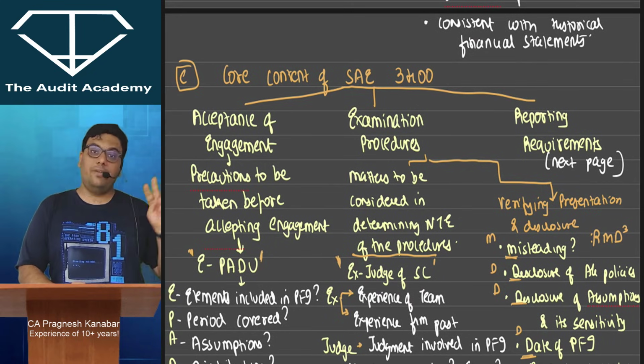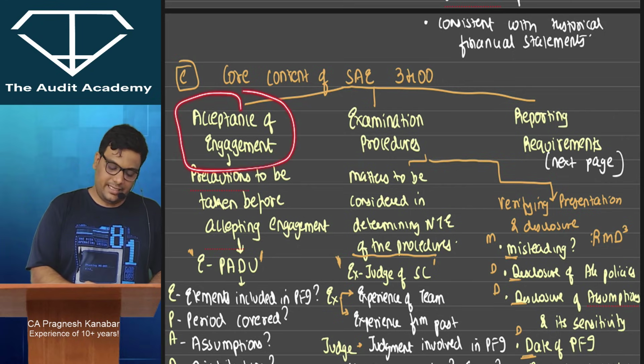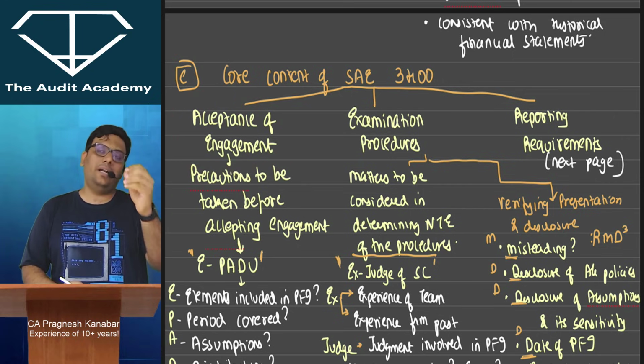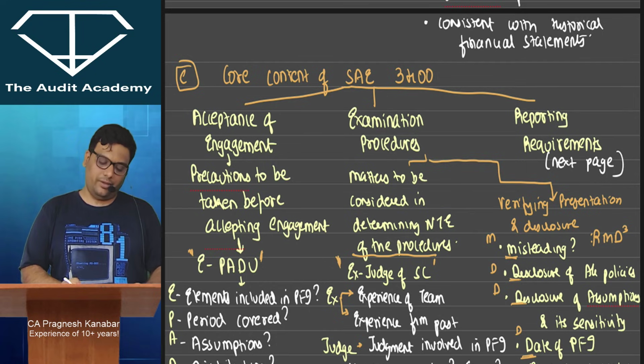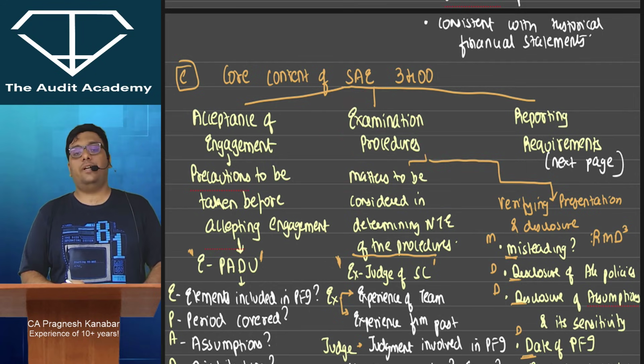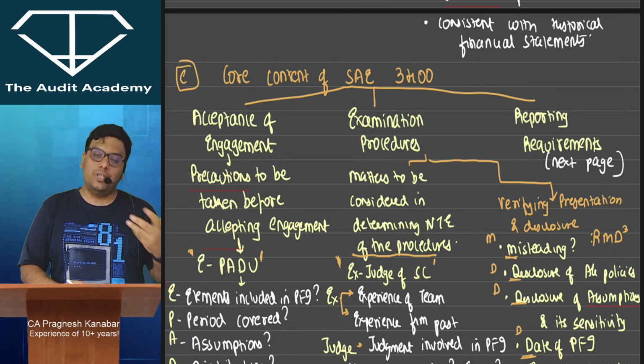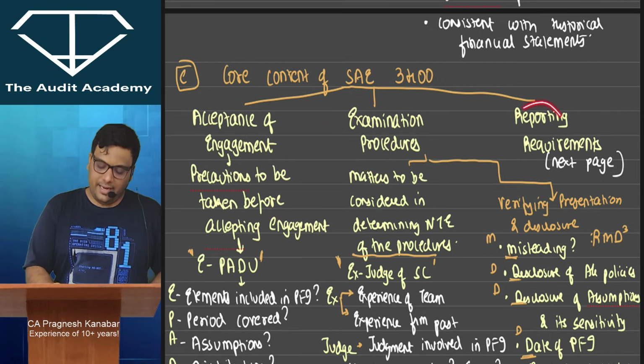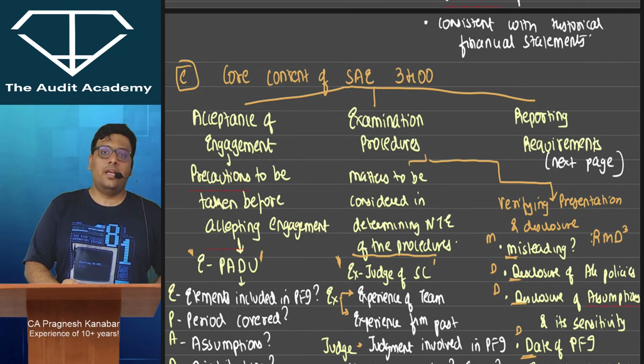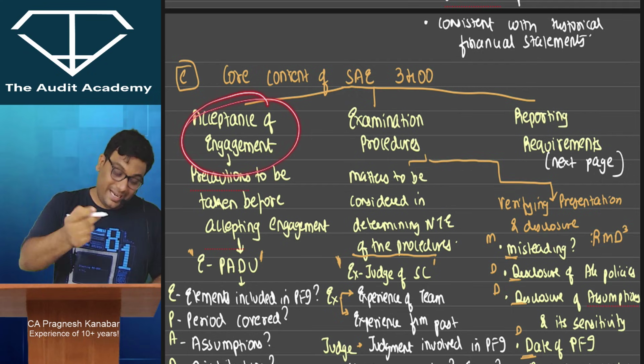Now what is the core content of SAE 3400? Core content gets divided into three parts. First is acceptance of the engagement, that as a practicing CA, will you accept this engagement? After accepting the engagement, the examination procedures that you are going to perform, and the last one is the reporting requirements.